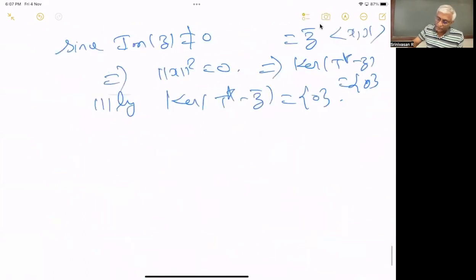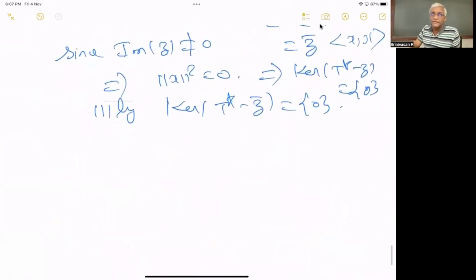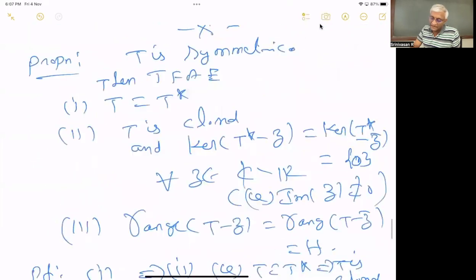For the statement, like the kernel of T star minus z is trivial, isn't it for all z non-real? So isn't that directly implying that the kernel of T star minus z bar is also trivial, because it's for all z non-real? Like, why do we write it in the statement? That's right. For some z, or we have proved for all z, no?